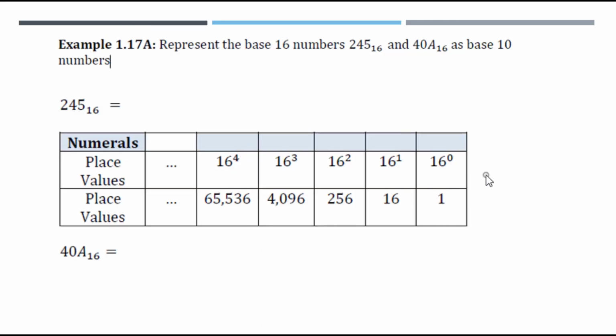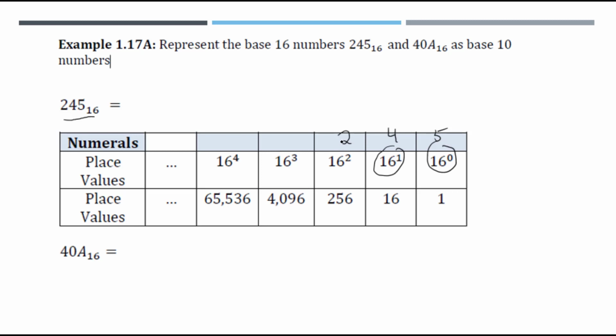So here is our base 16 system. Again, anything to the 0 power is 1. Anything to the first power is itself. 16 squared means 16 times 16, that's that, 16 cubed, etc. So there's our basic system of base 16. So here's a base 16 number, and I want to translate it into a base 10 number. So I'm just going to put in 2, 4, 5.